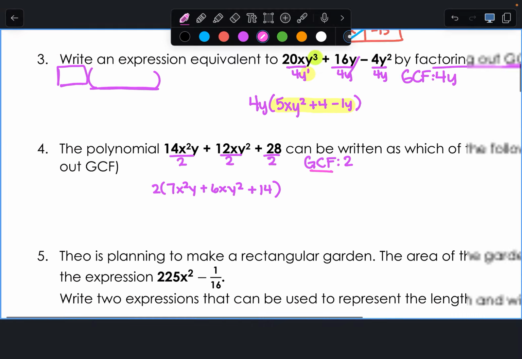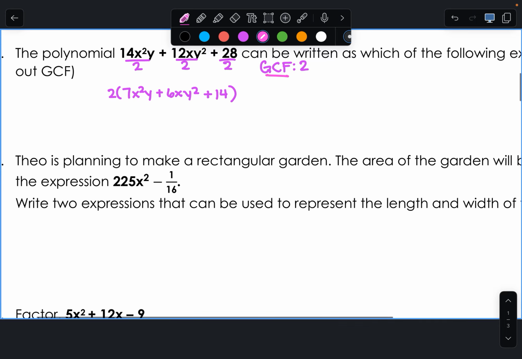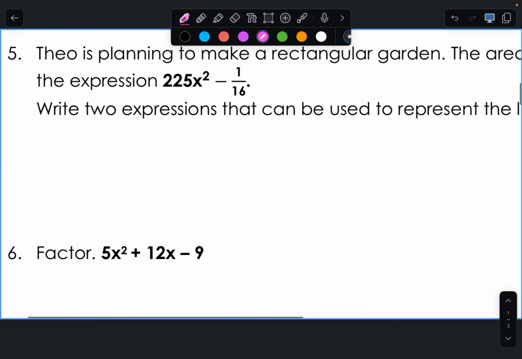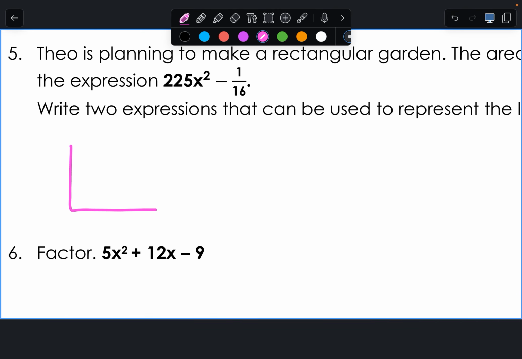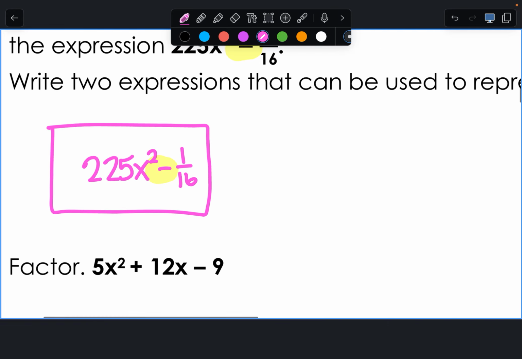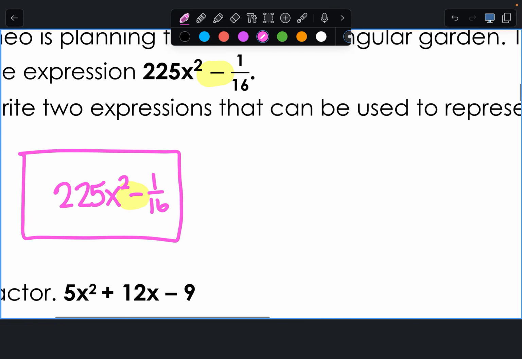All right. Theo is planning to make a rectangular garden. The area of the garden will be represented by... We have to take the square root. How do you know? Because there's 2, and what else? It's a binomial. What else? A minus sign in the middle. You can square root a binomial.